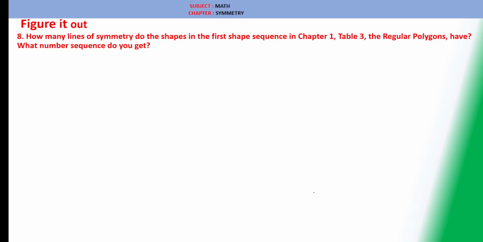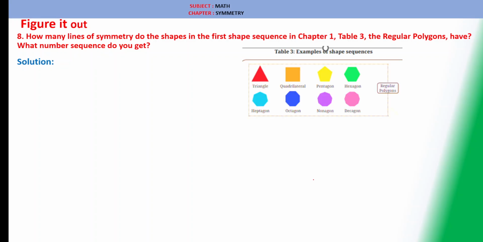Let us see question number 8. How many lines of symmetry do the shapes in the first shape sequence of chapter 1, table 3, the regular polygons, have? What number sequence do you get? Solution. If we observe from chapter 1, table 3 is here. So now we need to prepare, these are all the regular polygons. So how many lines of symmetry?